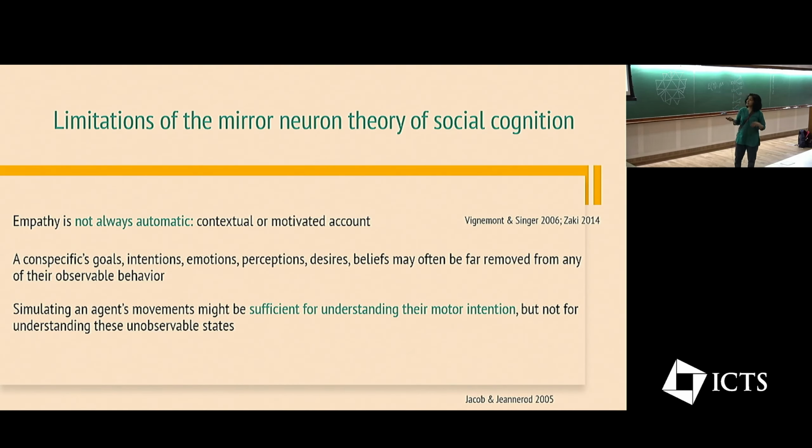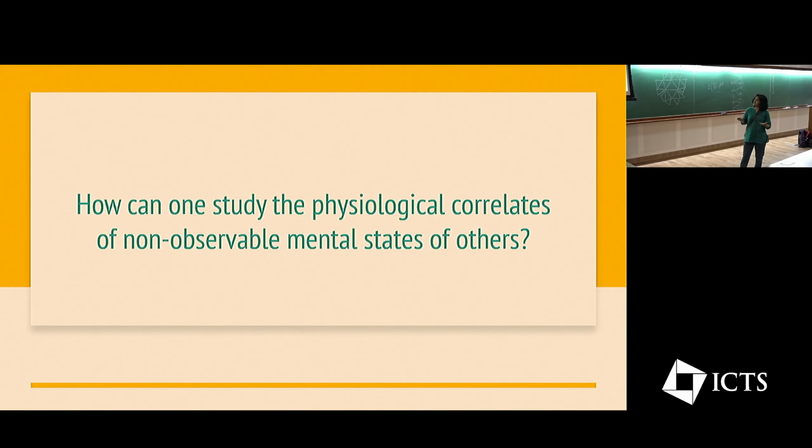Another thing is that specific goals, intentions, emotions, perceptions, desires, etc., may often be far removed from any of their observable behaviors, right? So simulating an agent's movements might be sufficient for understanding their motor intention, but not for understanding these unobservable states. So there is a limitation to this account. So how can one study the physiological correlates of non-observable mental states of others?